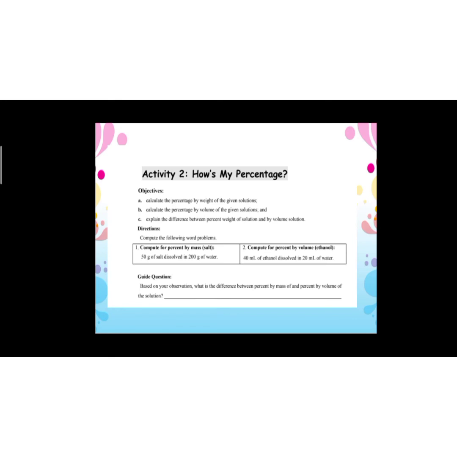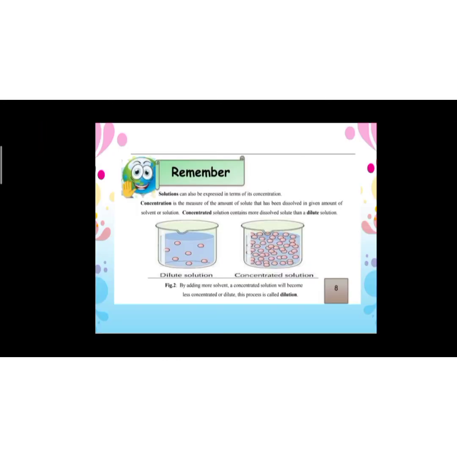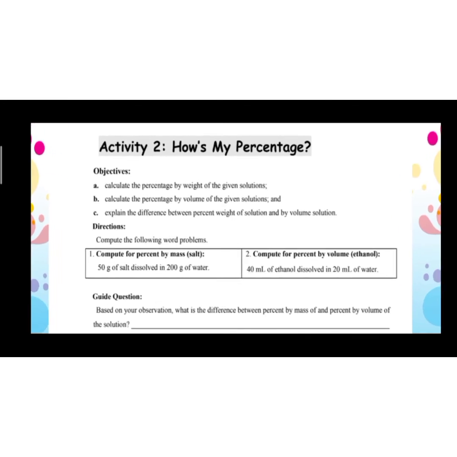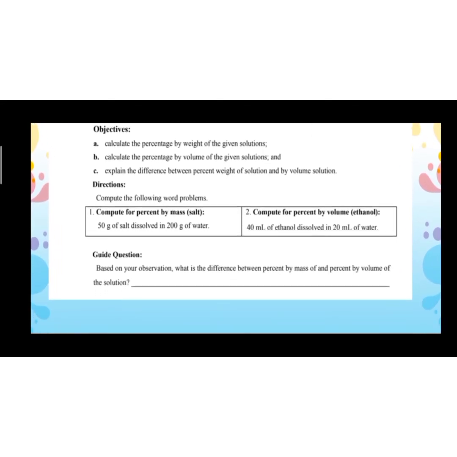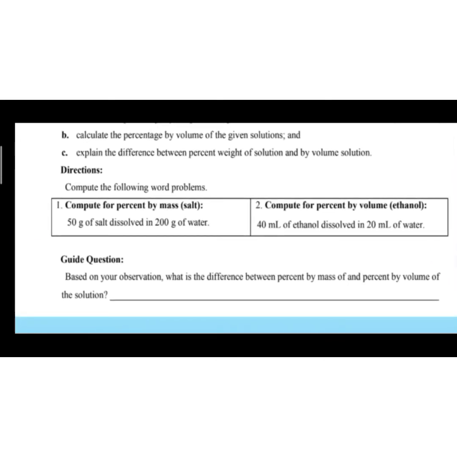Okay, for activity 2, how's my percentage? Calculate the percentage by weight of the given solutions. Explain the difference between percent by weight of solution and by volume of solution. So, ito i-compute nyo lang po gamit yung example na binigay natin kanina. Number 1, compute the percent by mass, 50 grams of salt dissolved in 200 grams of water. So, our given is 50 grams and our solution, i-add natin yung 50 plus 200. So, tandaan lang po, percent by mass is solute divided by solution times 100.